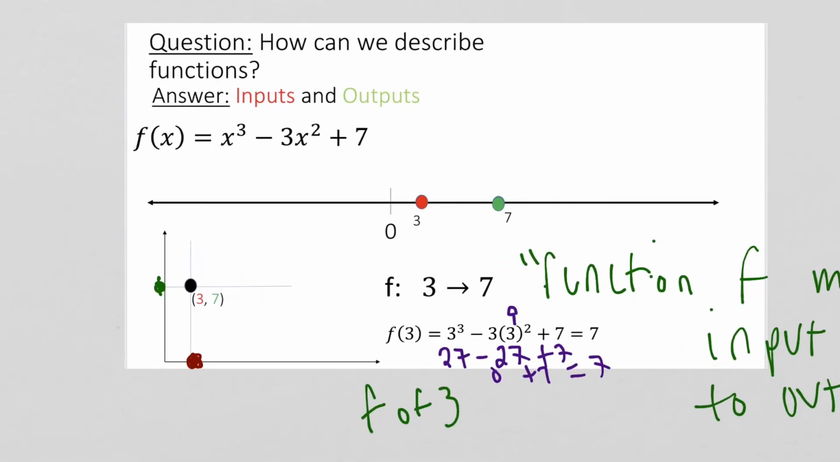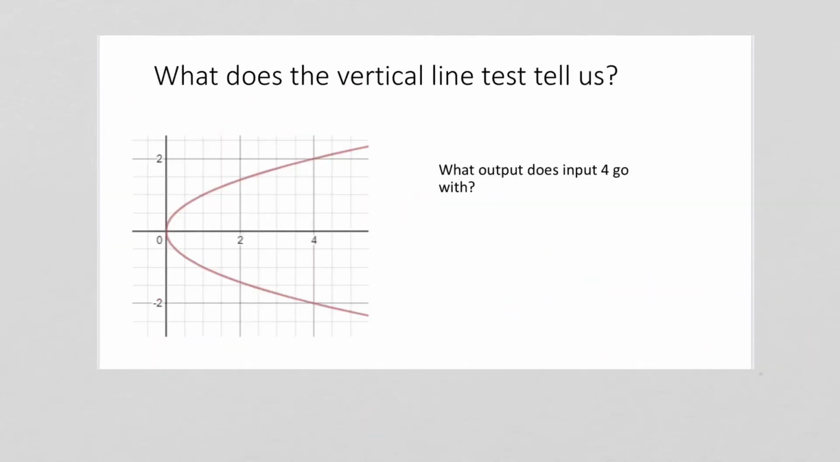And then obviously you could plug in any input you want here, and it would tell you what output goes with that input, and then we would have a nice graph. So what does the vertical line test tell us to review? Well, we see that we have a nice curve here. And the question is, what output does input 4 go with? Okay, so let's go to input 4. Well, input 4 could go up to output 2, or it could go down to negative 2. So the problem is that 4 is going to 2 different outputs.